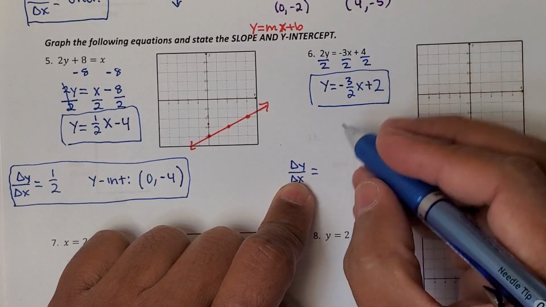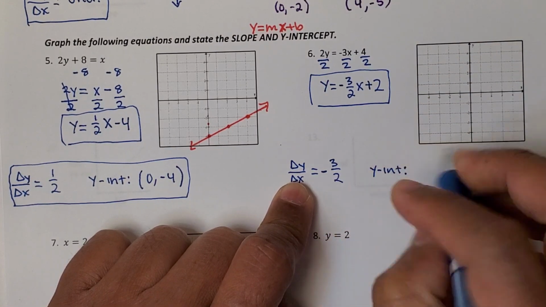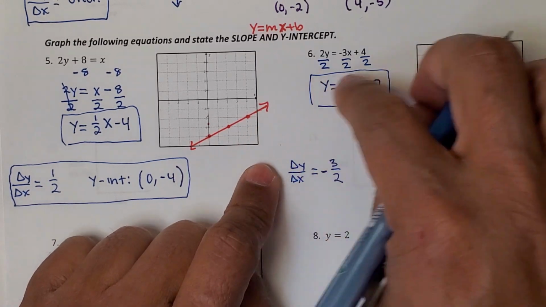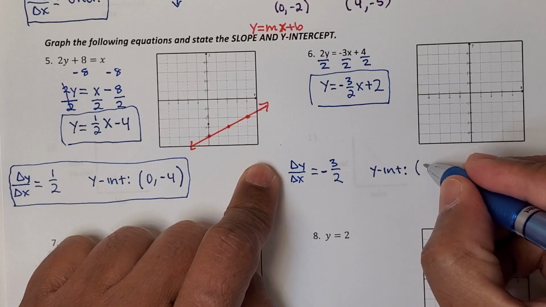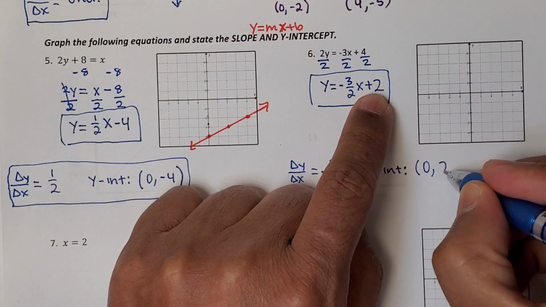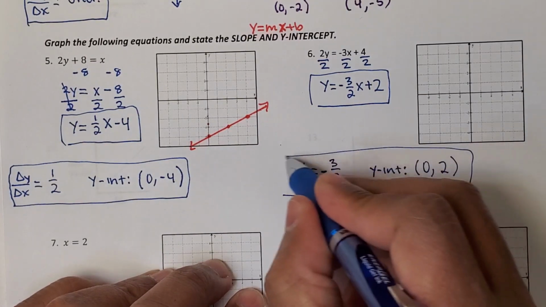Next, I'm going to state the slope. The slope is negative 3/2. So it has a rise of 3 and a run of 2, but keep in mind this slope is negative, so instead of going up, it's going to be going down. And the y-intercept, again, the value of x at the y-intercept is always 0, and the value of y is going to be 2. Okay, so I'm going to box this in.